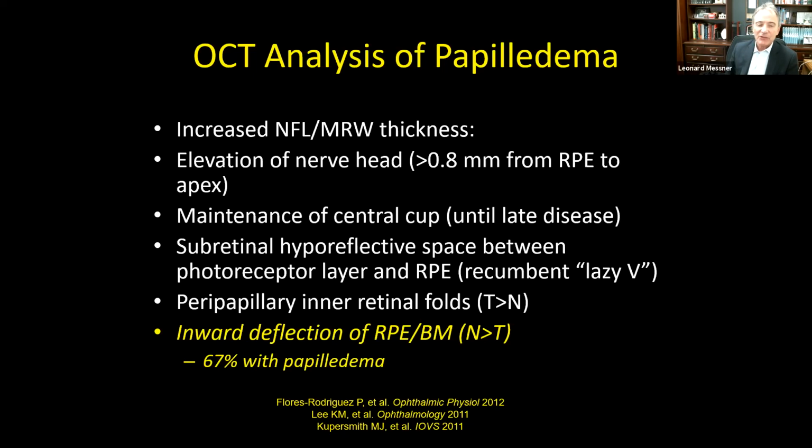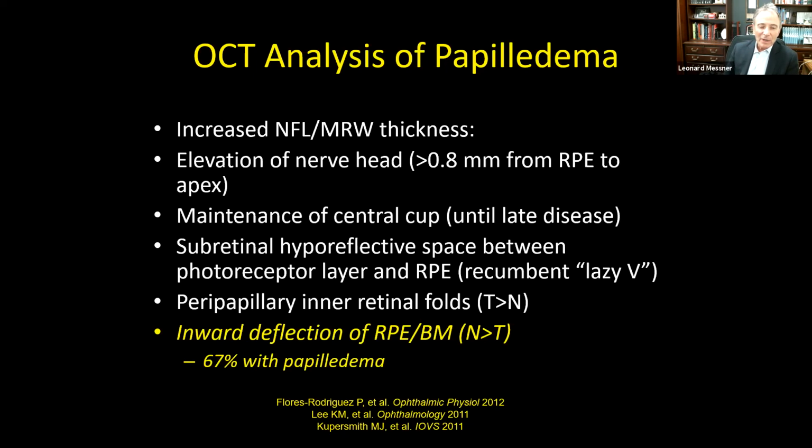It'll be elevated, but it's going to be there until very late in the disease. There is a relatively new finding that is termed the recumbent or the lazy V sign, which is a V-shaped notch that is thought to be the accumulation of fluid within the subretinal space adjacent to the optic nerve. Another more recent finding is the presence of peripapillary inner retinal folds. They're present more on the temporal versus the nasal side of the optic nerve. And I'll show you some examples of this in just a couple of moments.